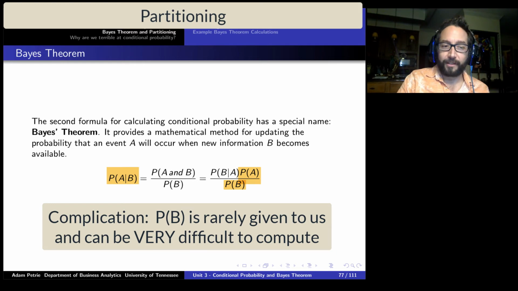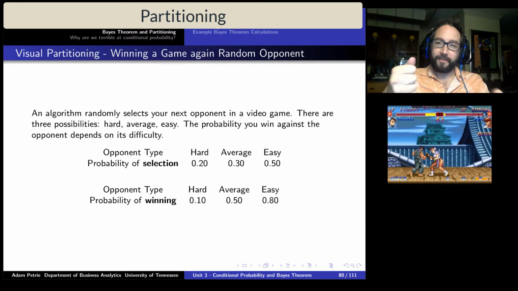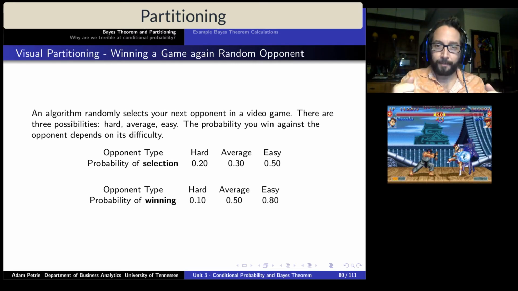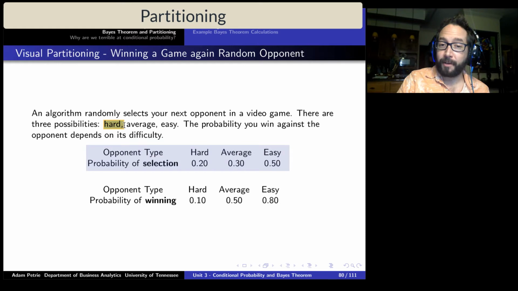Let me illustrate this with an example. So I play video games way more than I really should. Maybe you do too. And so let's do a video game example here. Let's imagine we're playing a two-person fighter game. We're playing against the computer here. And the way that the match works is that your opponent that you're going to face next is randomly selected. But there are a few different options. The opponent might either be a hard opponent, an average opponent, or an easy opponent. And you're never privy to what the difficulty level of your opponent's going to be. It's one of these three.